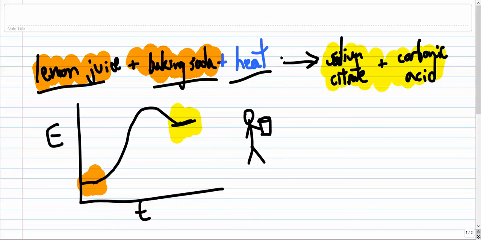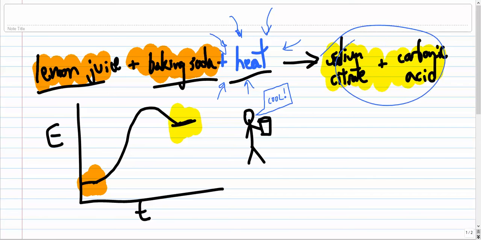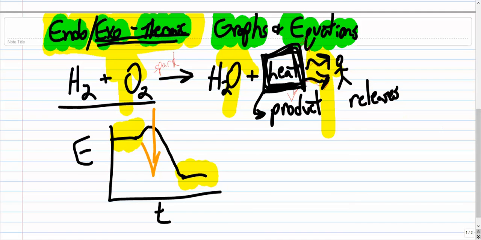This reaction requires heat, so this person would say, whoa, this feels kind of cold. It feels cool, because this reaction is absorbing heat from its surroundings. Probably shouldn't be using blue arrows there, but oh well. So this reaction is absorbing heat from its surroundings to make the products. So therefore, the reaction happening in this vessel would feel cool. So there you go. There is my video explaining graphs and chemical equations for endo and exothermic reactions.